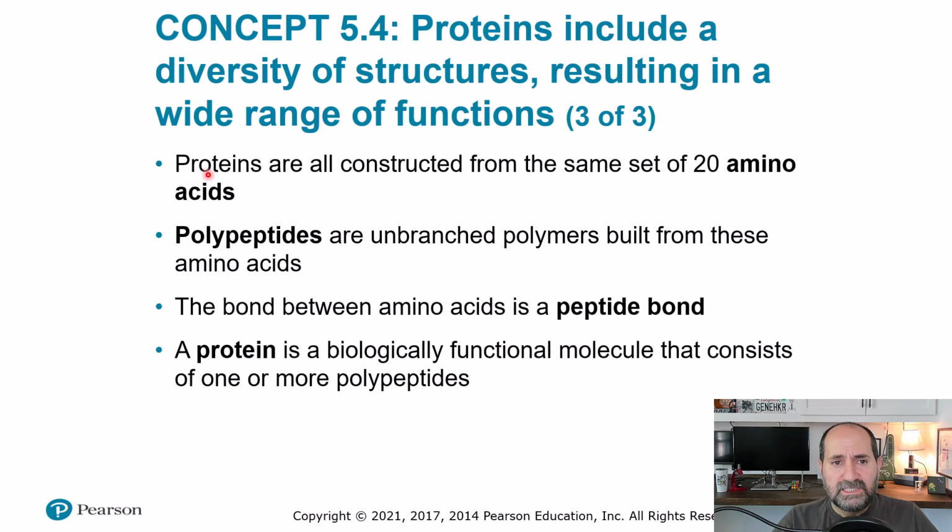Now, proteins are all constructed from the same set of 20 naturally occurring amino acids. And a polypeptide, or protein, is an unbranched polymer built from these amino acids. The bond between amino acids is a peptide bond. And a protein is a biologically functional molecule that consists of one or more polypeptides.